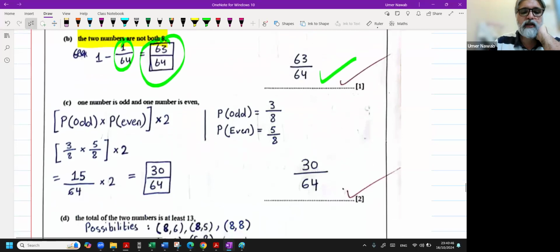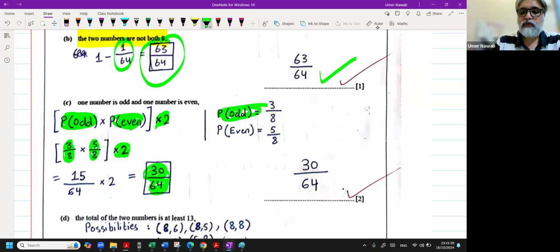One number is odd and one number is even. Very simple. If you look at the list of the numbers and check how many of them are odd, there are three odds out of 8. So 3 over 8 is the probability of getting odd, and 5 over 8 is the probability of even. Times 2 means if the first time he gets odd, then even, and even then odd, in both orders. So two cases will arise. Rather than adding the two same cases, he just multiplied by 2, and his answer is 30 over 64.